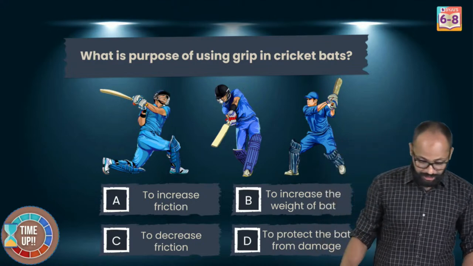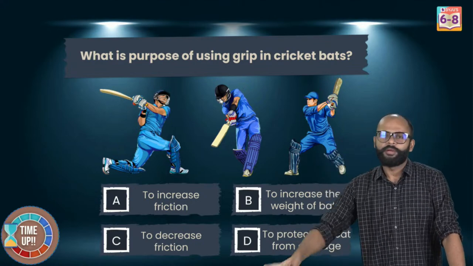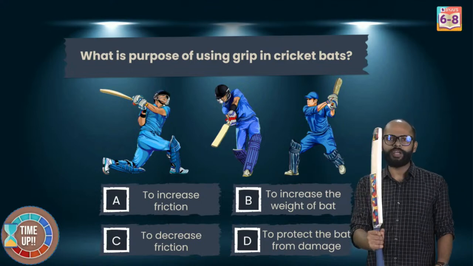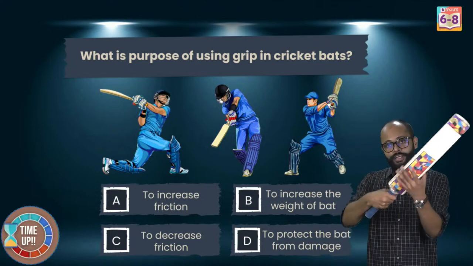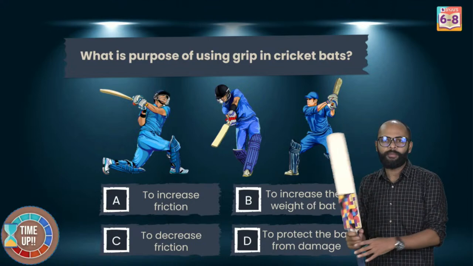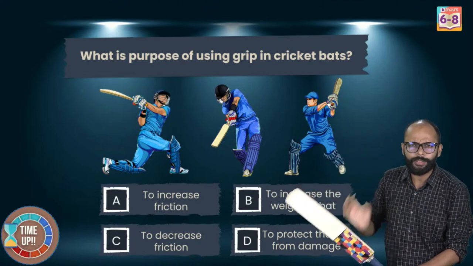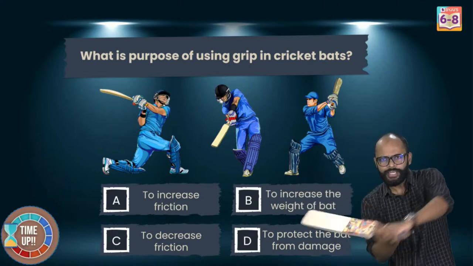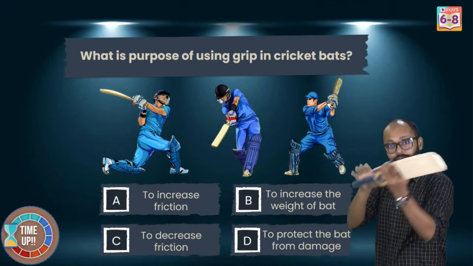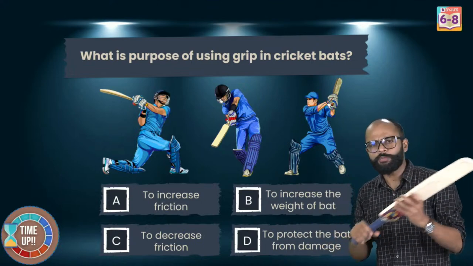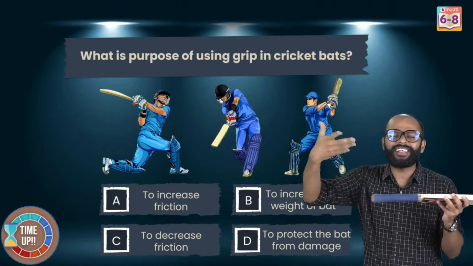Option A is 63%. Very good. You are able to hold the bat. You are able to hold the ball. Why? Because of the grip. Otherwise, what will happen? Tumne dekha hoga na kabhi kabhi. When a batsman hits a shot, the bat goes flying. Kabhi kabhi aisa hota na, shot maarte hain to bat udke dur chala jata hai. Kyun? Phisal gaya haath se.